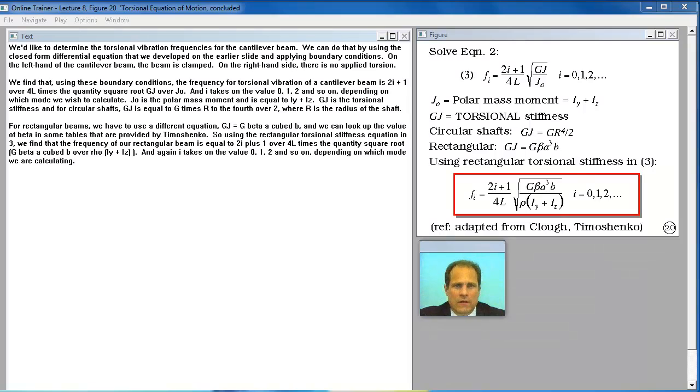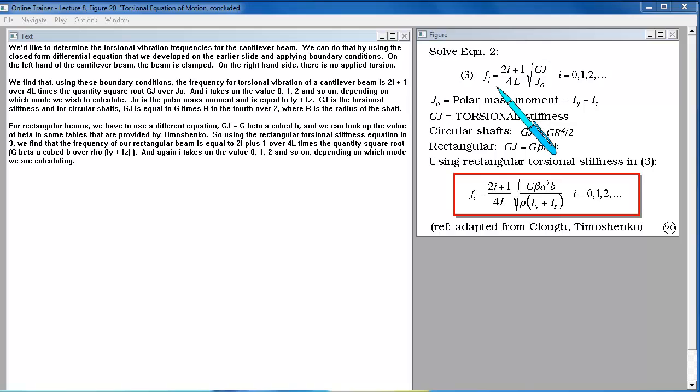We'd like to determine the torsional vibration frequencies for the cantilever beam. We can do that by using the closed form differential equation that we developed on the earlier slide and applying boundary conditions. On the left-hand side of the cantilever beam, the beam is clamped, and on the right-hand side, there's no applied torsion. We find that using these boundary conditions, the frequency for torsional vibration of the cantilever beam is (2i plus 1) over 4L times the quantity square root of GJ over J naught. And i takes on the value 0, 1, 2, and so on, depending on which mode we wish to calculate.